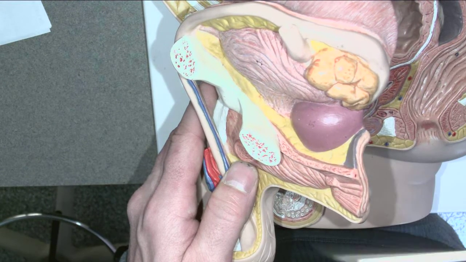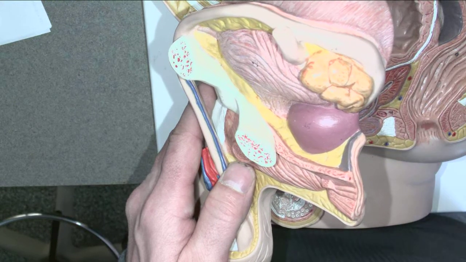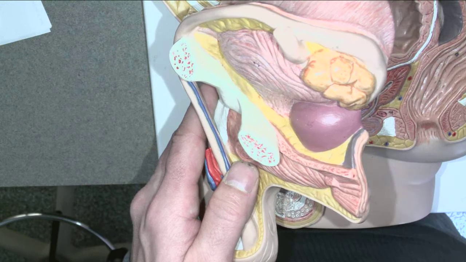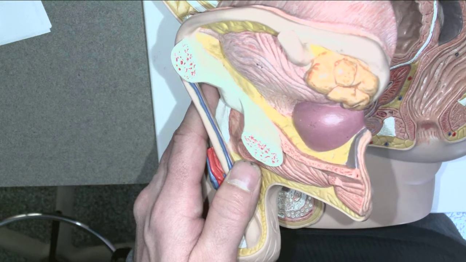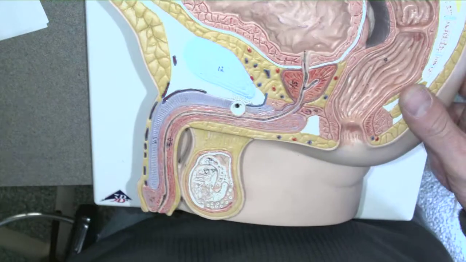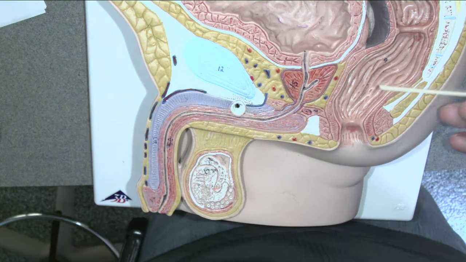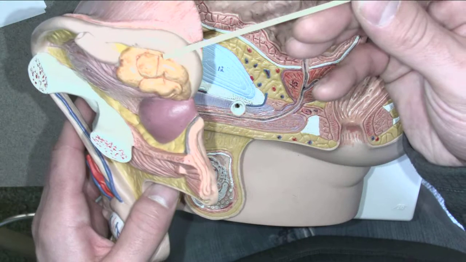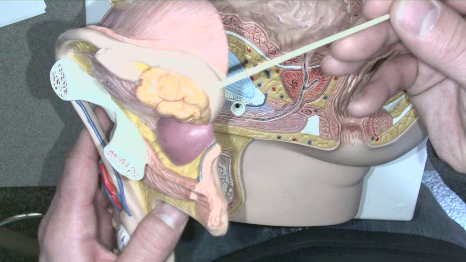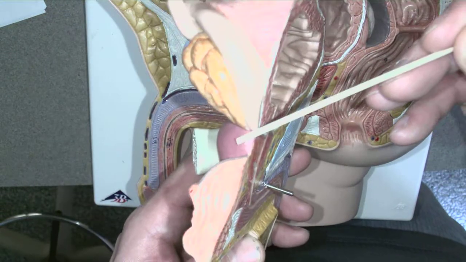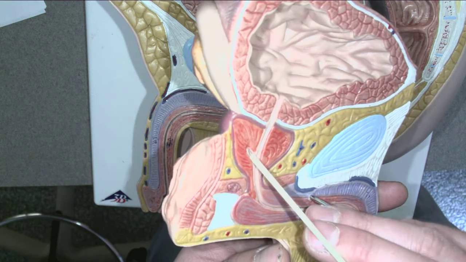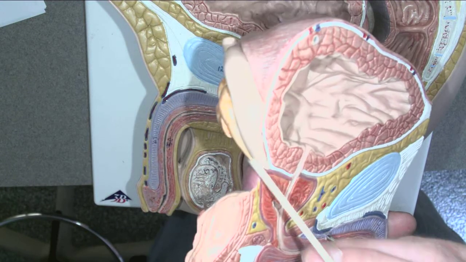So now let's look at a mid-sagittal view. I'll show you where we left off. So here you had the vas deferens going into the prostate gland, and the tube that would literally connect the urethra and the seminal vesicle is that little guy right there. It's known as the ejaculatory duct. So I'll move out of the way and show you here. Right there, that's the ejaculatory duct.